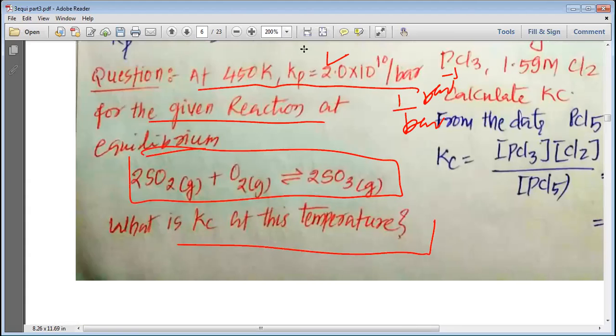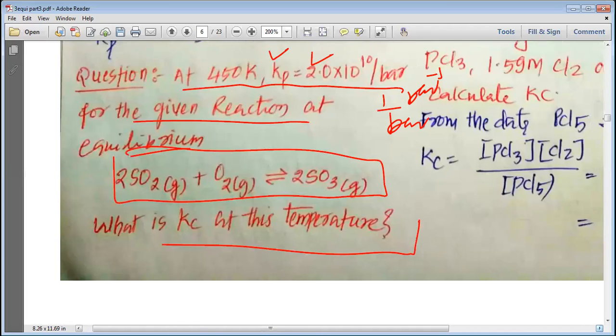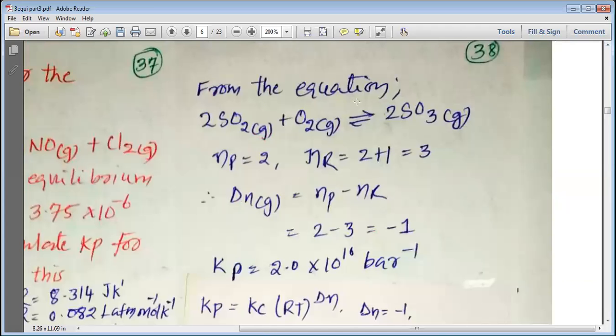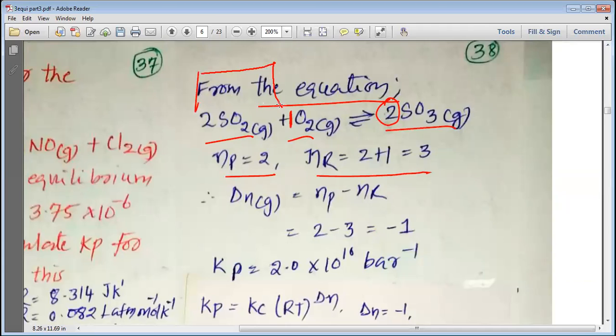So they have given us Kp, and we need to find out Kc. We are all aware that the formula is very simple: Kp is equal to Kc into RT raised to delta N. From the equation 2SO2 plus O2 gives 2SO3, the number of gaseous moles of product is equal to 2, and the number of gaseous moles of reactant is equal to 2 plus 1, that gives us 3. Therefore delta N gas is equal to Np minus Nr, that is 2 minus 3, which is minus 1.